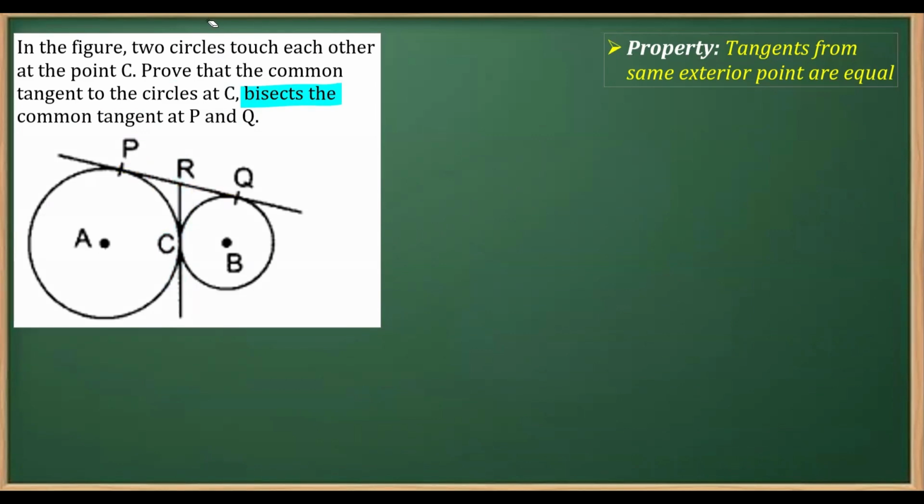Well, as I said, question is based on tangent from same exterior point. So first of all, as you can see that PR and CR are the tangents drawn to this circle with center A from the same exterior point. So I can say that RP is equal to RC. And the reason you should write tangent from same exterior point. Now look for the other circle here. Here too also you will notice that this is RQ and this is RC. They are drawn from the same exterior point. So I can say RQ is equal to RC.